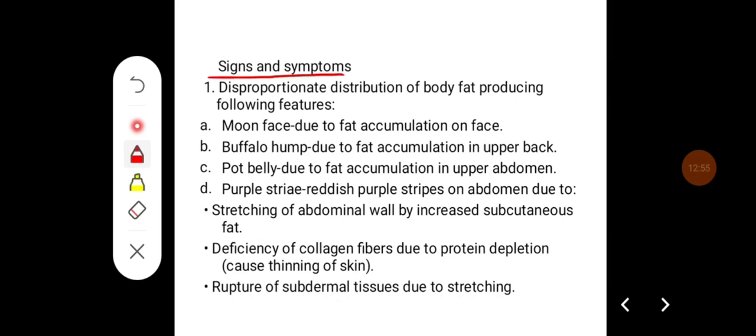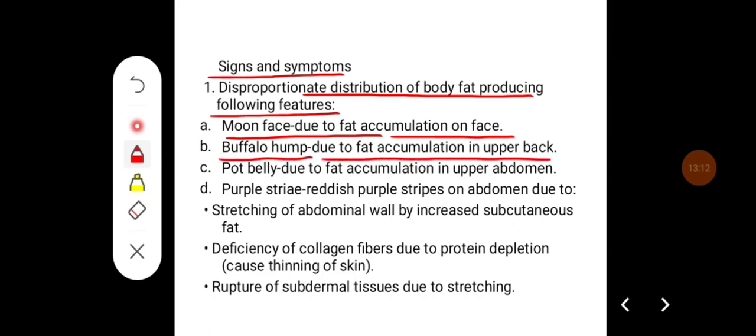Signs and symptoms of Cushing's syndrome. There will be disproportionate distribution of body fat producing the following features. There will be moon face due to the accumulation of fat in the face. There will be buffalo hump due to fat accumulation in the upper back. There is a pot belly due to fat accumulation in the upper abdomen.